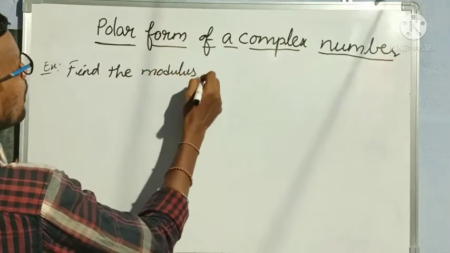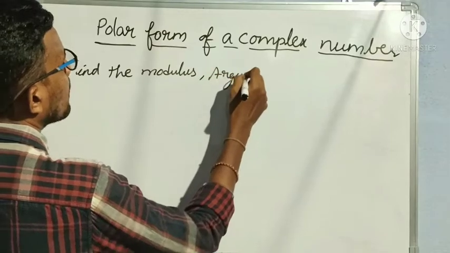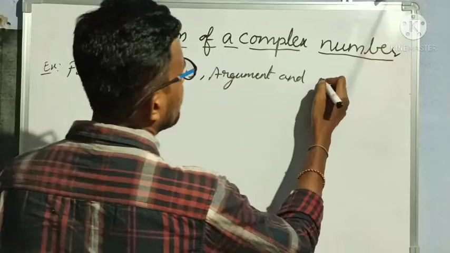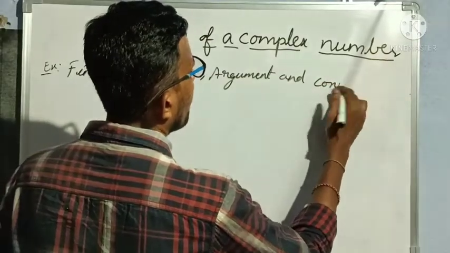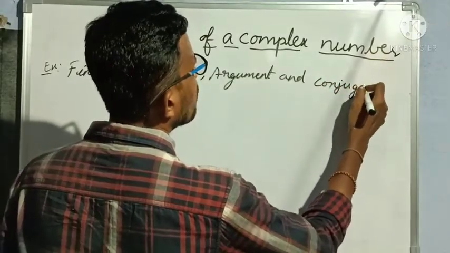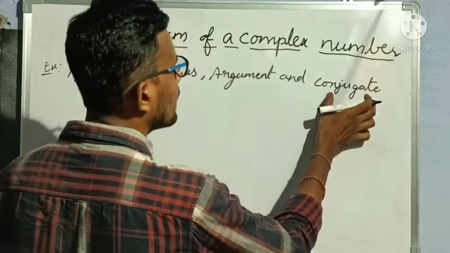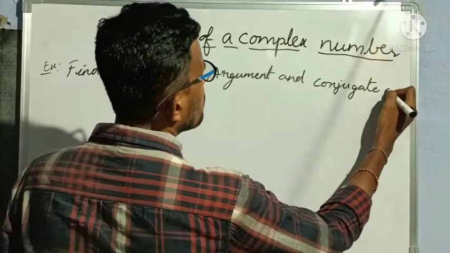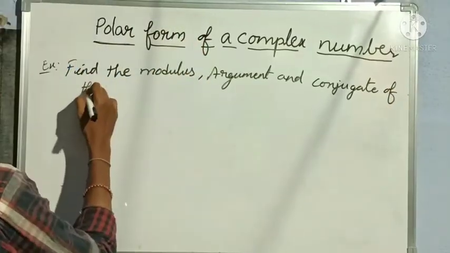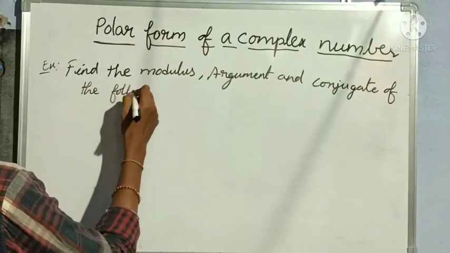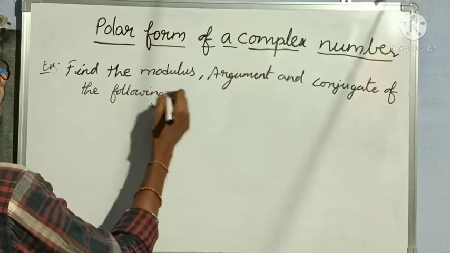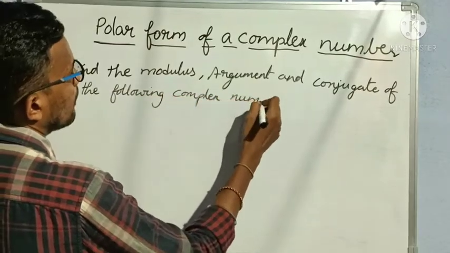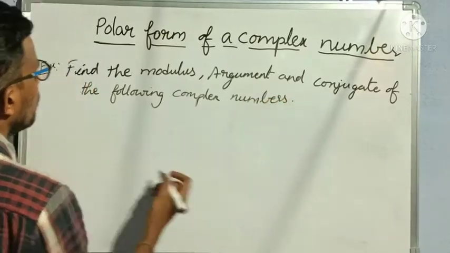So example, find the modulus, argument and conjugate of the following complex numbers. I hope everyone knows what is a conjugate. So conjugate is nothing but image in x-axis. Okay, so let us take two examples.